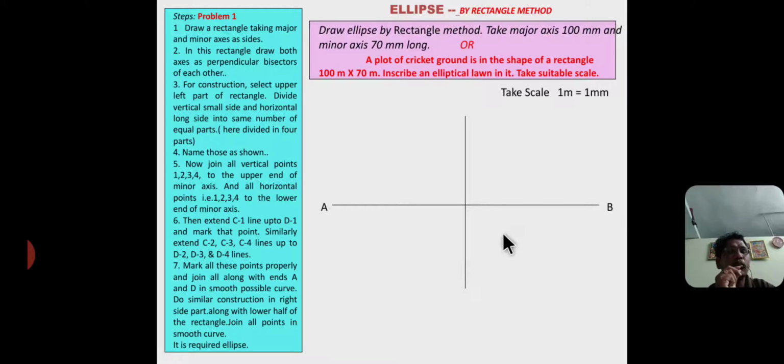Now draw a vertical line CD. The length of the CD line is equal to the length of the minor axis, that is 70 mm, and these two bisect each other.